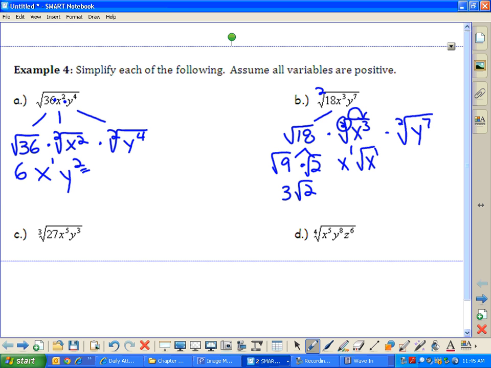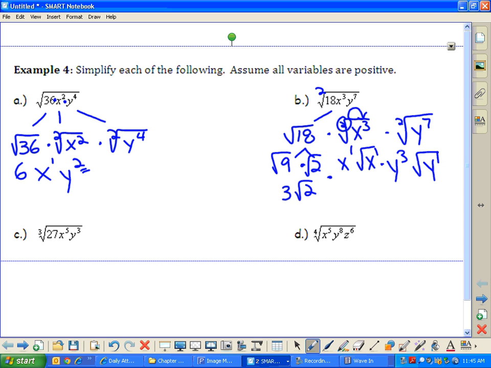x, root x. Let's do it again with the square root of y to the 7th. So you ask yourself, how many times does 2 go into 7? Last time I checked, that's 3 times, right? So it's y cubed, and then y to the first is left over. You do not leave me an answer that looks like that. That is what we call a mess.